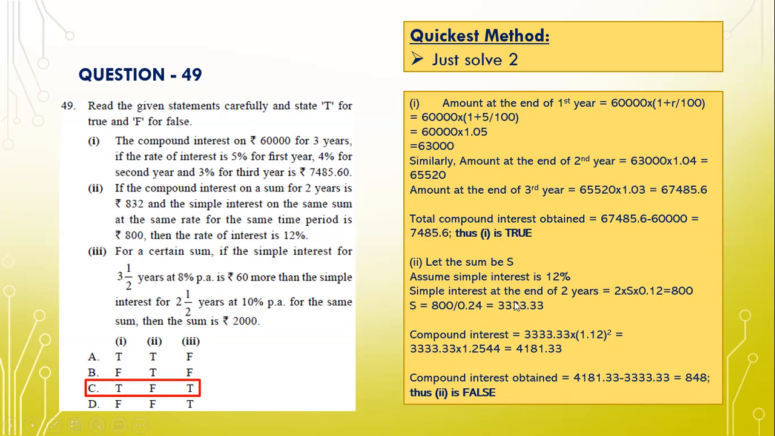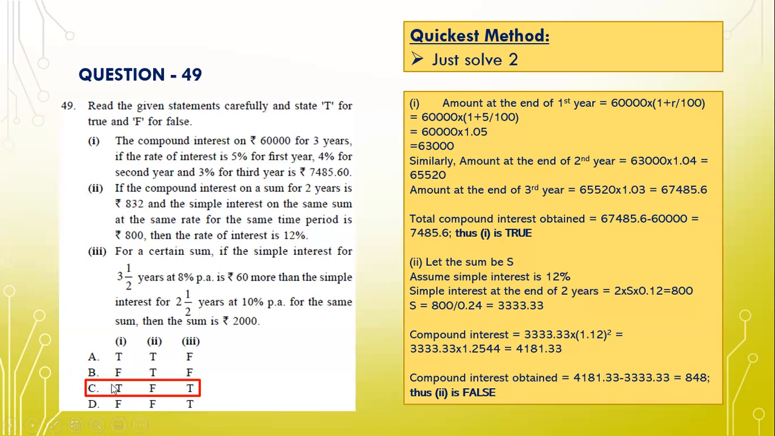So the compound interest obtained is 4181.33 minus the original sum, which is 3333.33. So 4181.33 minus 3333.33 is 848. The total amount obtained including compound interest was 4181.33. The original sum was 3333.33. So what is the compound interest obtained? It is 4181.33 minus 3333.33, which will be 848, isn't it? It will be 848 and not 832. So the second is incorrect. The second is false. So the first is true and the second one is false, isn't it?